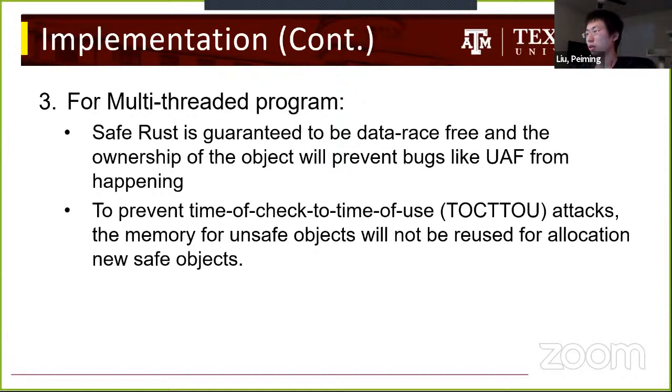And for multi-threaded programs, we aim to isolate the side effect from unsafe Rust by ensuring that an address that has been used to hold an unsafe object will not be reclaimed and reused for holding another safe object. In this way, we can avoid time-of-check to time-of-use attacks.